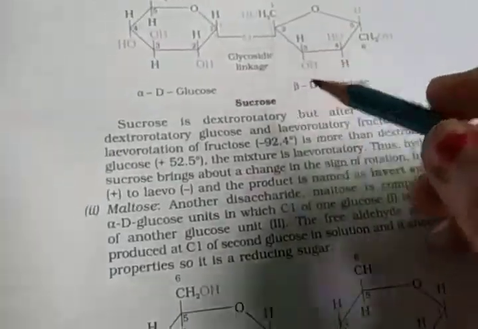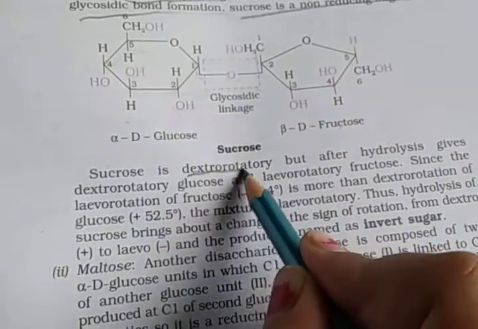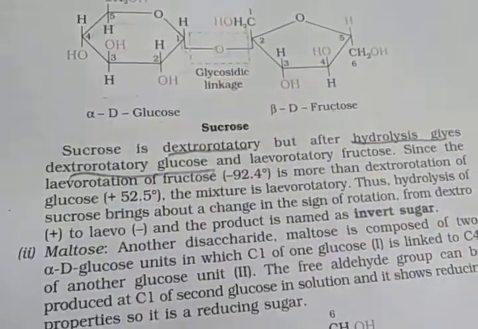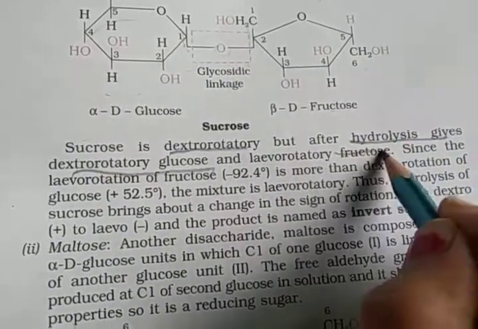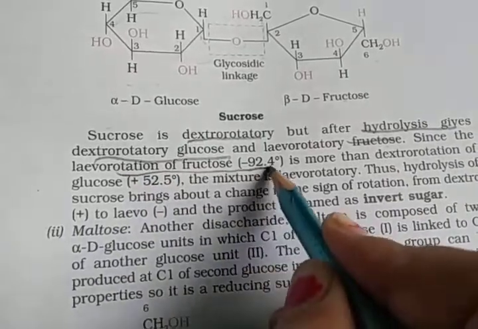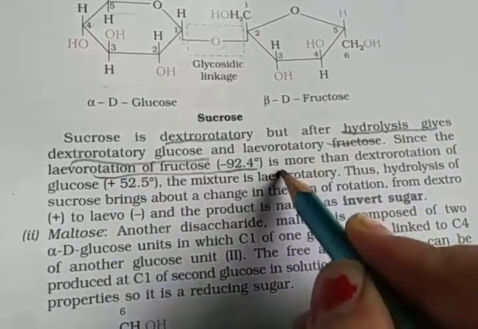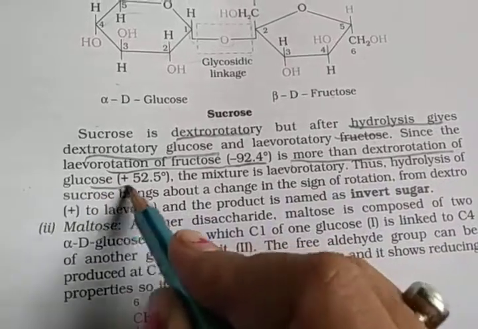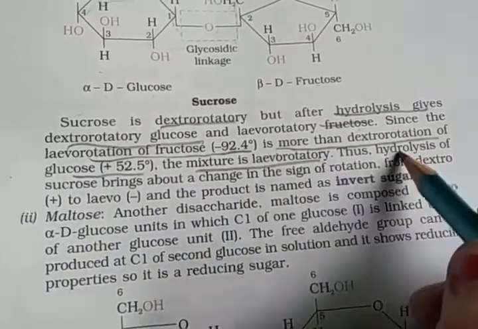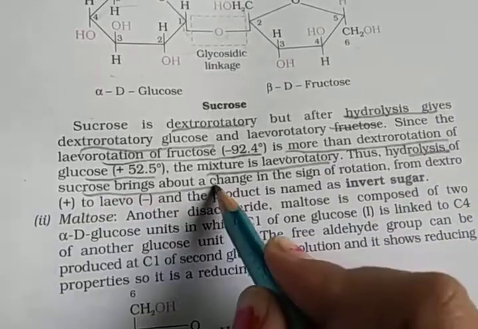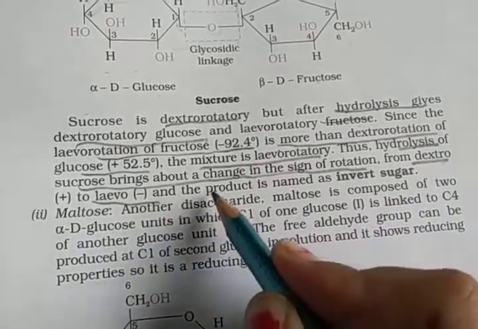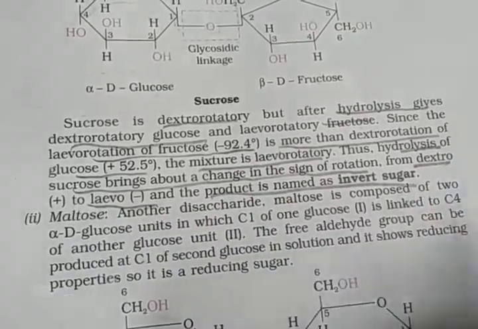But first, sucrose is dextrorotatory, but after hydrolysis it gives dextrorotatory glucose and levorotatory fructose. The levorotation of fructose, minus 92.4 degrees, is more than the dextrorotation of glucose, plus 52.5 degrees. So the mixture is levorotatory. Hydrolysis of sucrose brings about a change in the sign of rotation, from dextro to levo. So the product is named invert sugar.